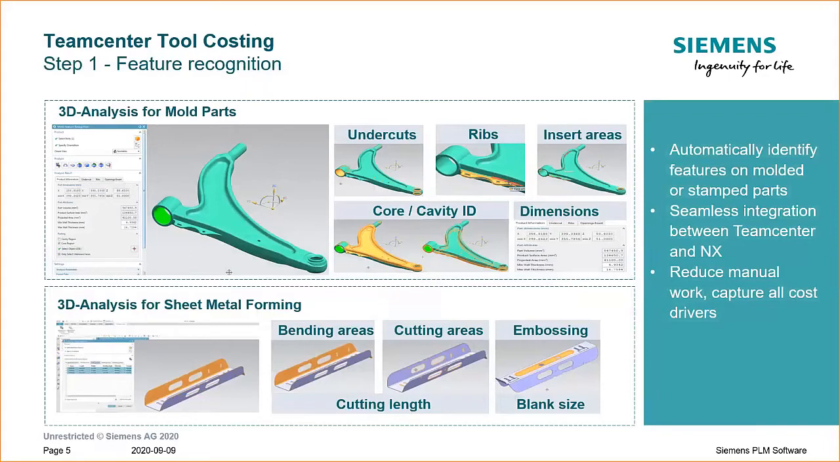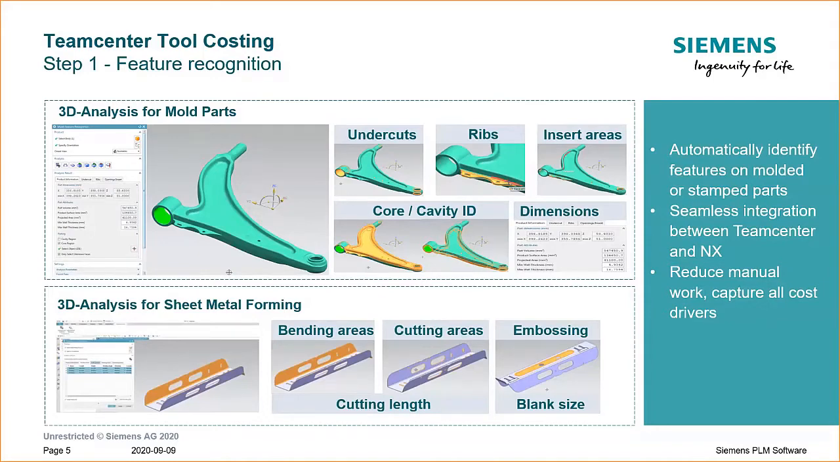For our tool calculation, we usually use 3D feature recognition via an X feature to cost. This 3D analysis works for molded parts, and we are able to identify all required technical features, like undercuts, ribs, insert areas. Furthermore, we can identify core and cavity as well. An X feature to cost tells us dimensions.